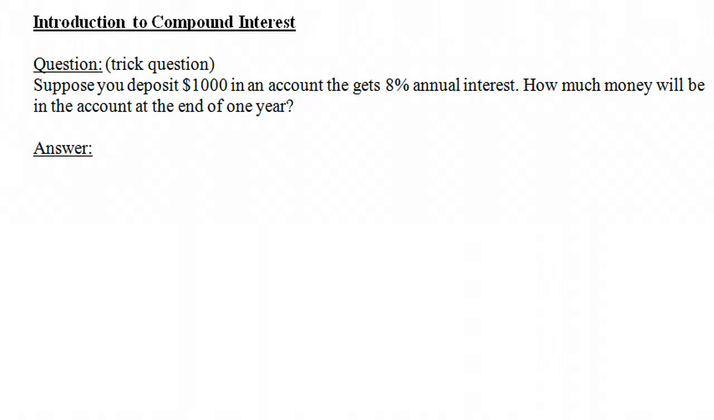Okay, but actually, this is a trick question. The correct answer to this is it depends. Now, what does it depend on? Well, it depends on how often the interest is compounded. If the interest is just compounded one time, in other words, if we have what's called simple interest, then you'll have $1,080. But if the interest compounds more than once, which is actually true for real bank accounts, it will compound a lot more than one time. How much money will you have? It turns out you're going to have actually more than $1,080.